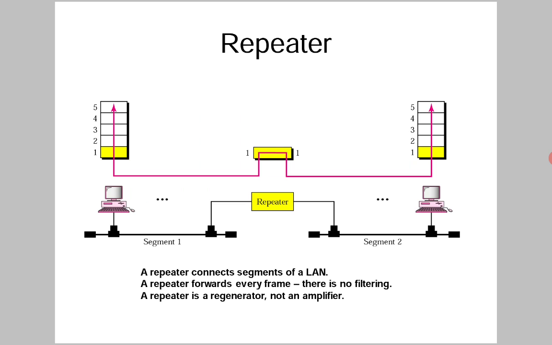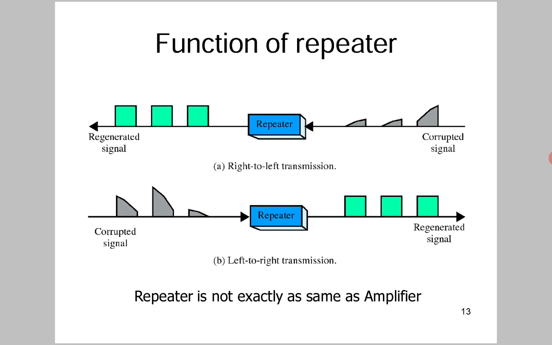Repeaters are used to join segments of a LAN, meaning they should be of a similar network. Repeaters simply forward every frame. There is nothing to filter or capture. A repeater is a regenerator, not an amplifier. So these are the examples. Next is the function of a repeater, so how a repeater works.